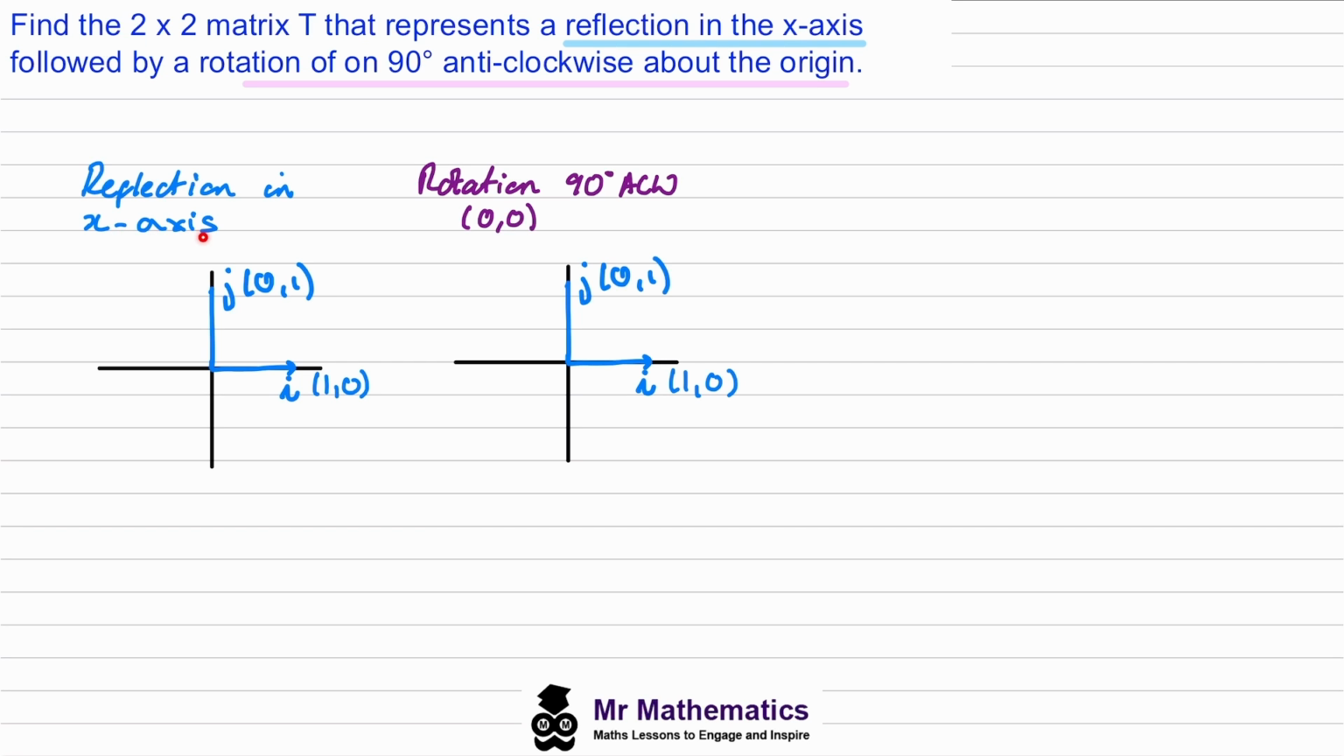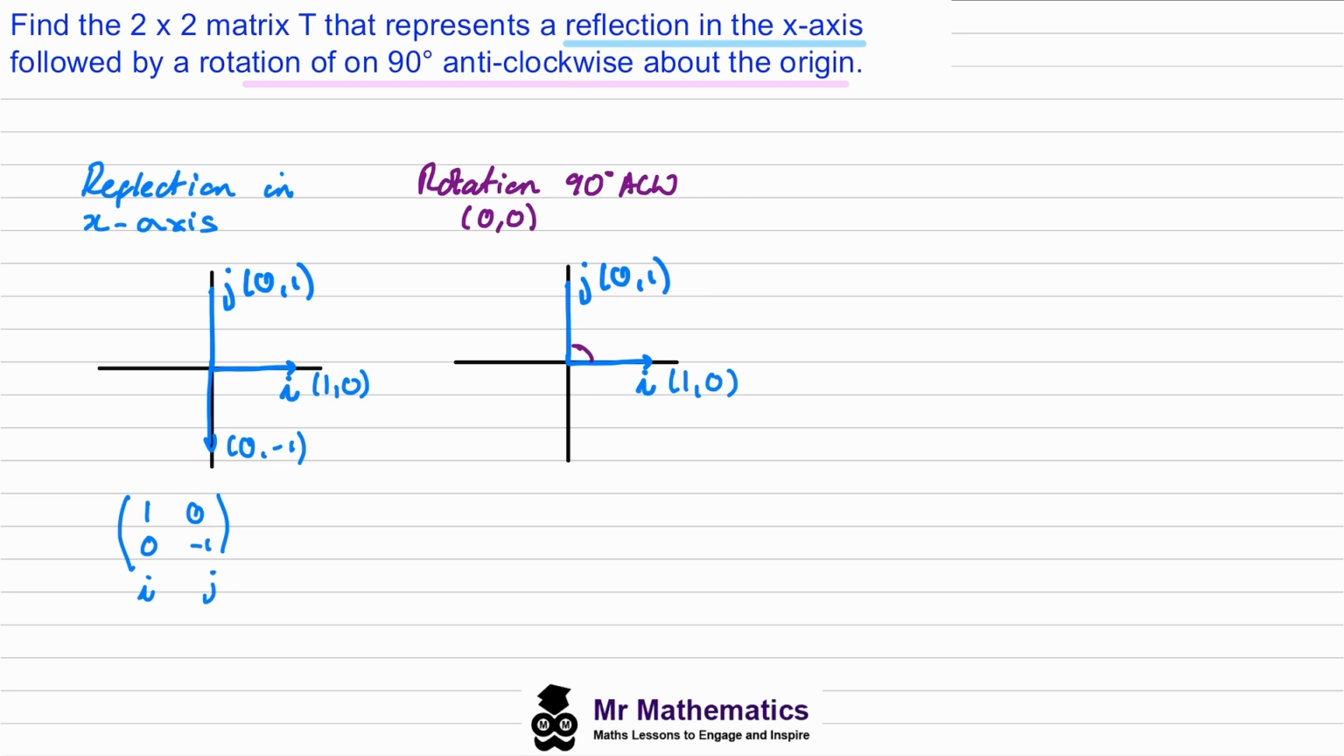If we look at this one first, when we reflect this i component in the x-axis, this becomes invariant, which means it's reflected onto itself. And when we reflect the j component, this is transformed onto 0 and -1. So this gives us a reflection matrix of the images of i and j, so 1, 0 for i, and 0, -1 for j.